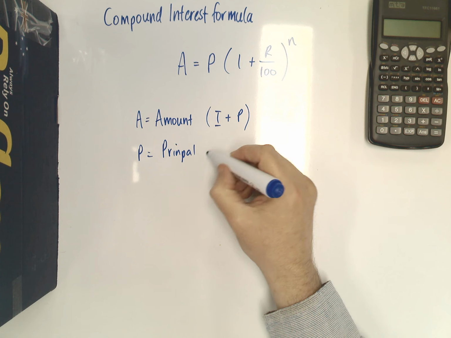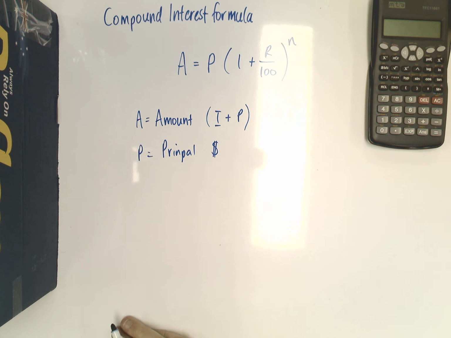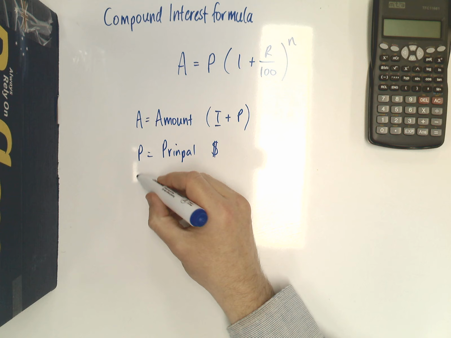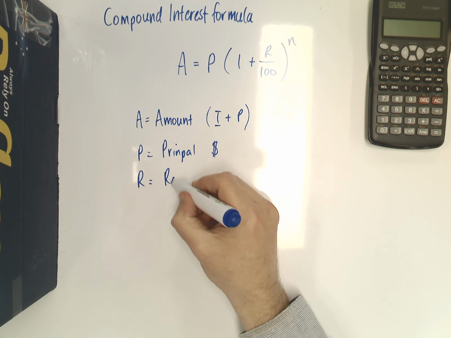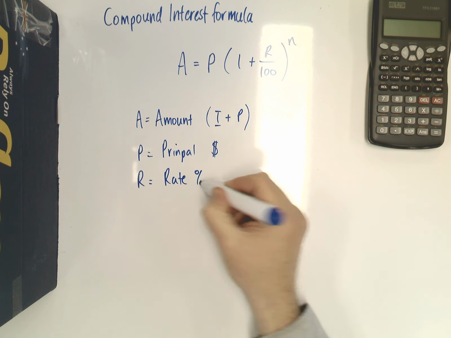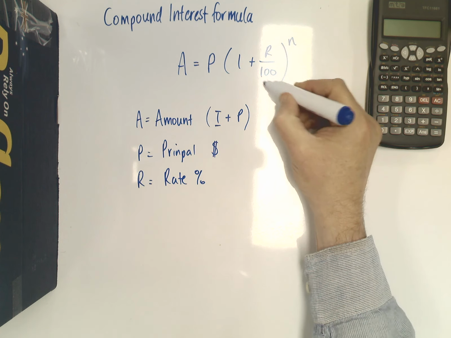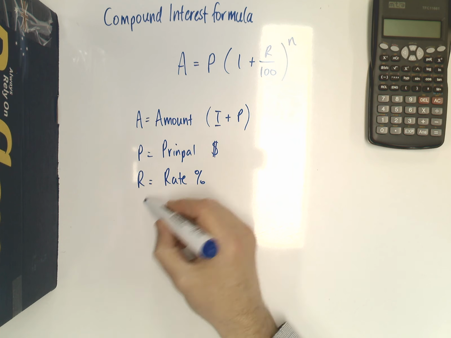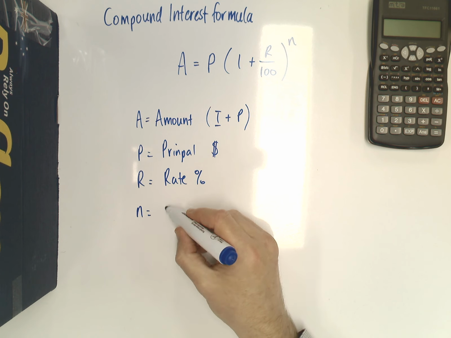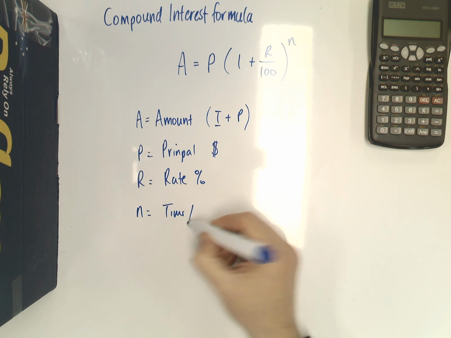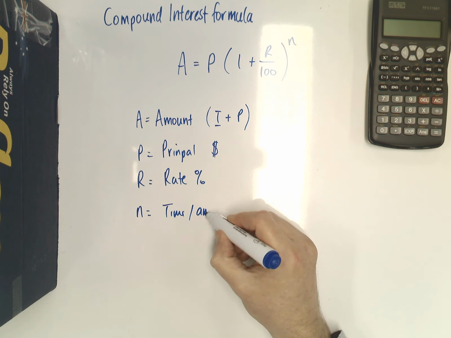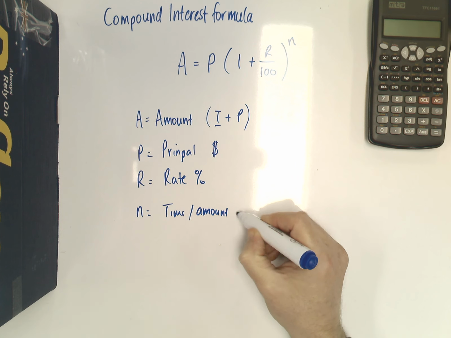So P is the principal, and it's generally the money that we're going to find in a standard question as it is. R, of course, is our rate, expressed as a percentage, which of course is why we have the divide by 100 in the formula. And N, of course, being, I'm going to write time, but then I'm going to put a slash, and the amount that we actually compound.